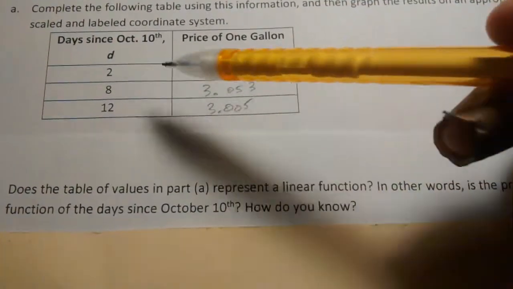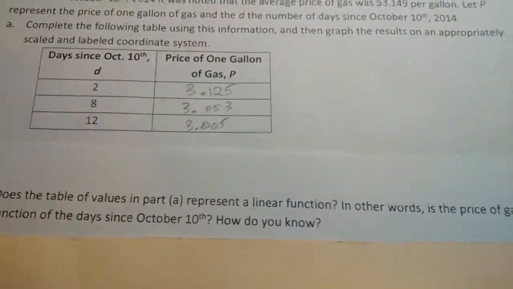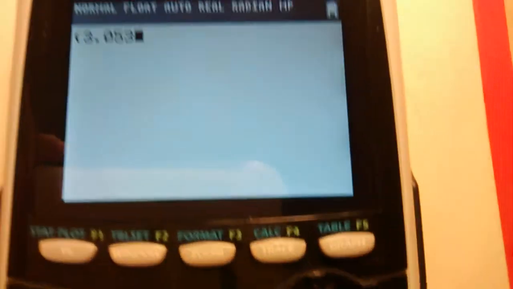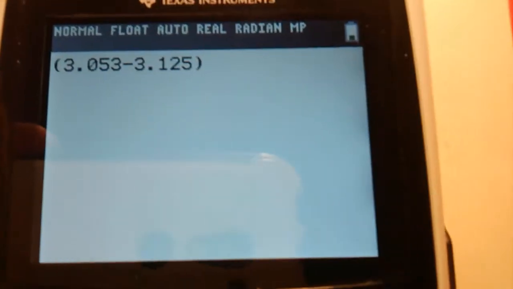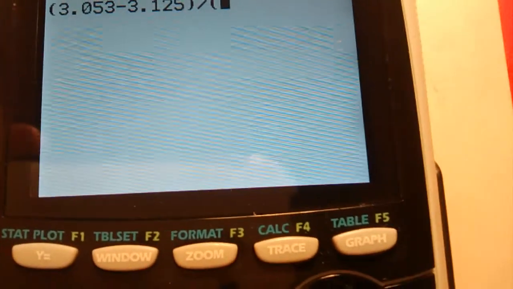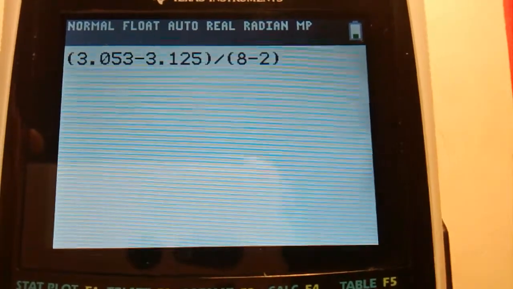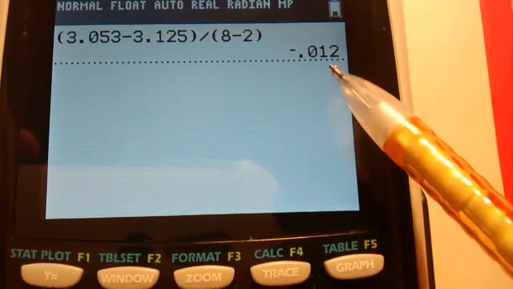So let's just do a couple. Let's just do from 2 to 8 here. That means we're going to subtract these and divide it by the subtraction of these. So let's see if we can do that in our calculator here in one shot. 3.053 subtracting 3.125. So that's the difference of the outputs for the first pair divided by the difference of the inputs. That's 8 minus 2 for the first pair of information there, or data points. That gives me that. Hey, that looks pretty good. And that's saying a decrease of that many dollars, and that's what my statement says. So I did the calculation right.